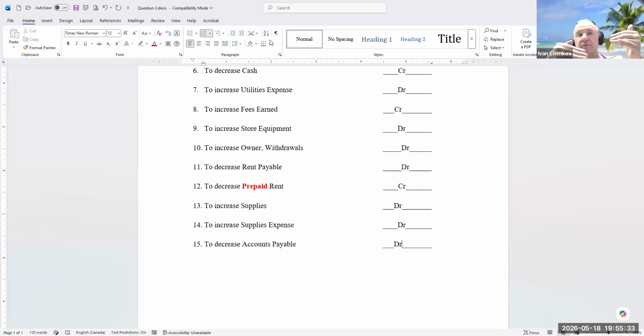Once you know the normal balance of the account, once you identify it as asset, liability, equity, revenue, or expense, then you can easily say: asset increases on the debit side, so if I want to decrease it, I have to go on the credit side. If it's liability, it increases on the credit side, so if I want to decrease it, I have to go on the debit side.